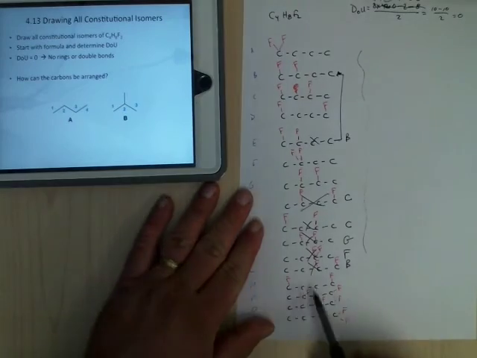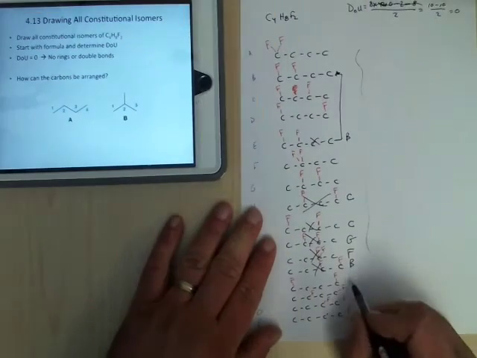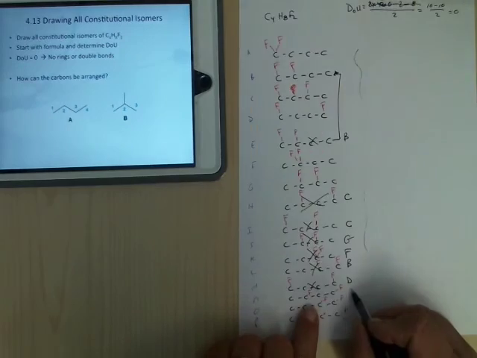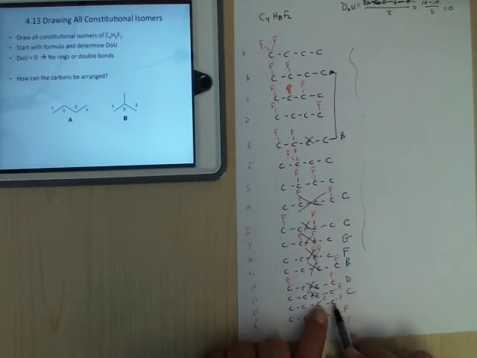Here again, you've got these at the ends. Well, we've already seen that up here, so that's D, and we don't need that one. Here, 1 and here, that's the same as C, so we don't need that one. Here, 1, 2. Well, that's the same as B.